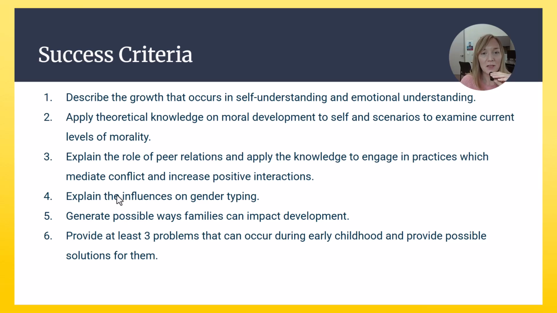You'll be able to describe the growth that occurs in self understanding and emotional understanding. You'll be able to apply theoretical knowledge on moral development to self and scenarios to examine current levels of morality. You'll be able to explain the role of peer relations and apply the knowledge to engage in practices which mediate conflict and increase positive interactions. You'll be able to explain the influences on gender typing. You're going to be able to generate possible ways families can impact development, and you'll be able to provide at least 3 problems that occur during early childhood and provide possible solutions for them.